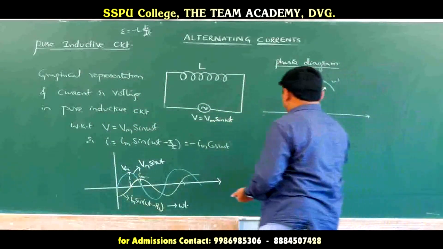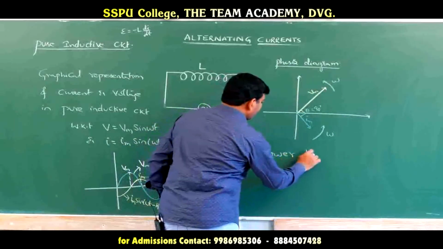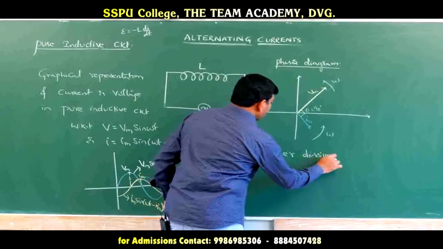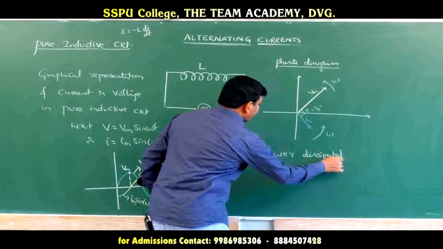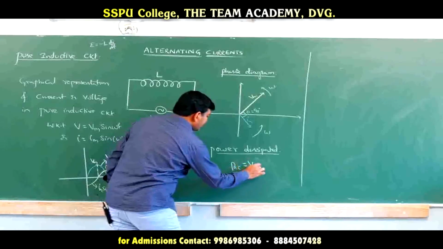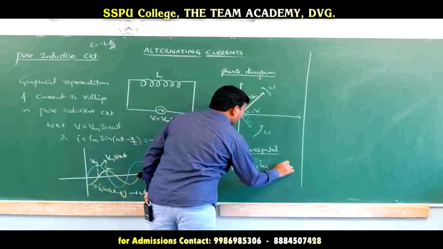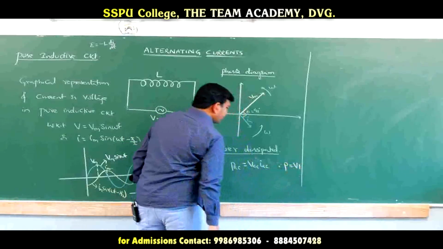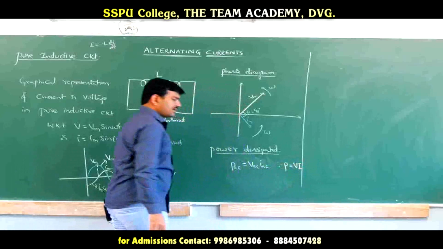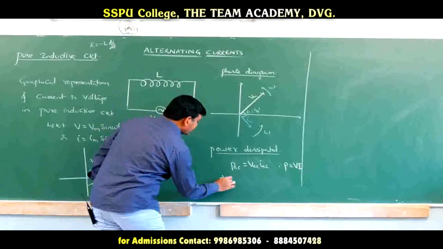Power dissipated calculation. I want to find out the power dissipated. In this case, P_AC is equal to V_AC into I_AC. Shall I write like this or not? Since power is equal to VI, that is what we studied in current electricity after the Joule heating effect. So from this one, what is this AC power?